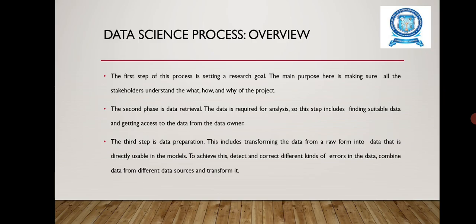The first step of this process is setting a research goal. The main purpose here is to make sure that all the stakeholders understand the what, how, and why of the project. The second phase is data retrieval. The data is required for analysis, so this step includes finding suitable data and getting access to the data from the data owner. The third step is data preparation, which includes transforming the data from a raw form into data that is directly usable in the model. To achieve this, we detect and correct different kinds of errors in the data, combine the data from different sources, and transform it.